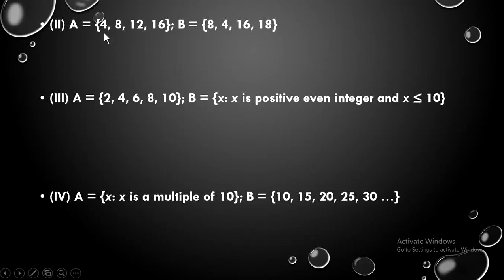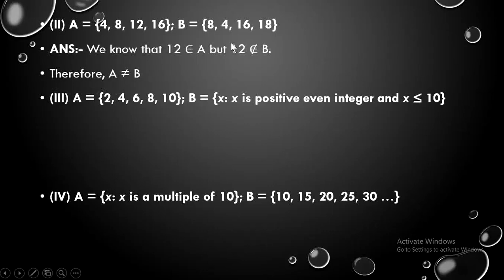Next one, you can see A consists of 4, 8, 12 and 16. B consists of 4, 8, there's 16 but there is no 12. There is again 18 over here. So there are different elements in both the sets. So A will not be equal to B.